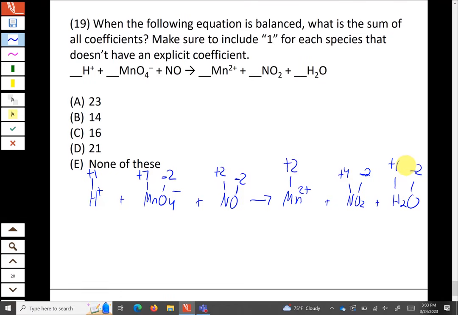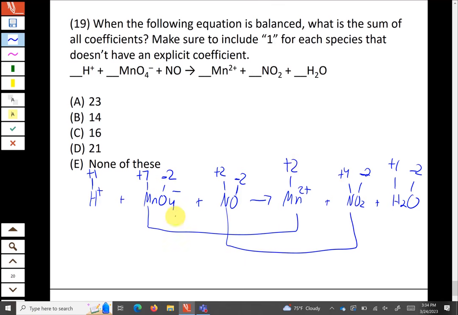The next step to balancing this is to find the ones that are changing between the left and the right side of the arrow. So manganese is going from +7 to +2, so that one's different. And then nitrogen is going from +2 to +4. So those are the two that are changing. We have to count out how many electrons that would be. The number of electrons involved is going to be the difference in the oxidation numbers. So when manganese goes from +7 to +2, that's a difference of 5 electrons.